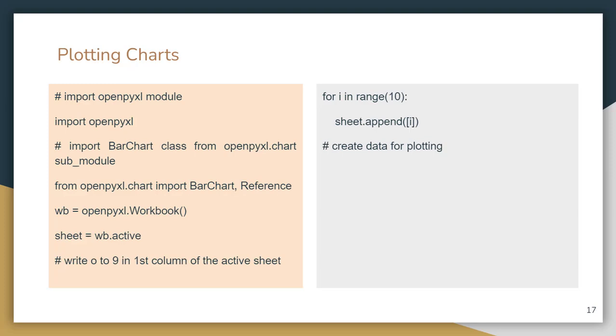Create data for plotting. values = Reference(sheet, min_col=1, min_row=1, max_col=1, max_row=10). Reference is a function. Here we set the minimum and maximum column and the minimum and maximum row.